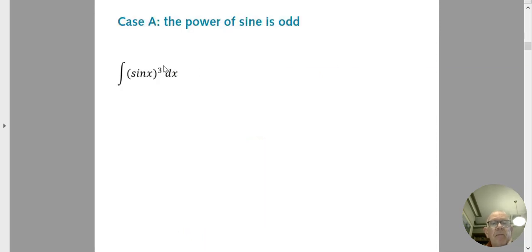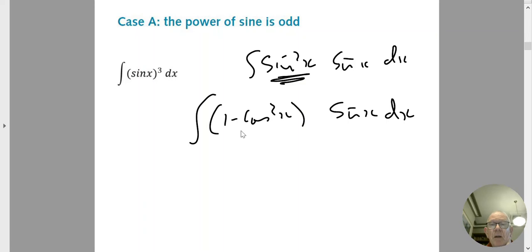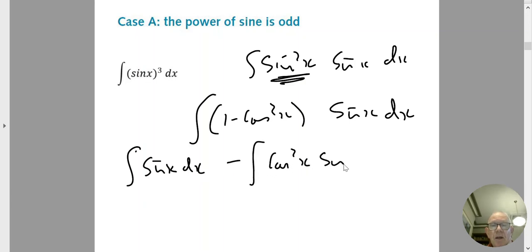Okay, case A. When my sine is to the power of 3, what I'd like to do is rewrite that as the integral of sine squared of x times the sine of x dx. And with my sine squared, change that to 1 minus cos squared of x, times sine of x dx. So when I multiply that out, I end up with two integrals, the integral of sine of x dx minus the integral of cos squared of x sine of x dx.